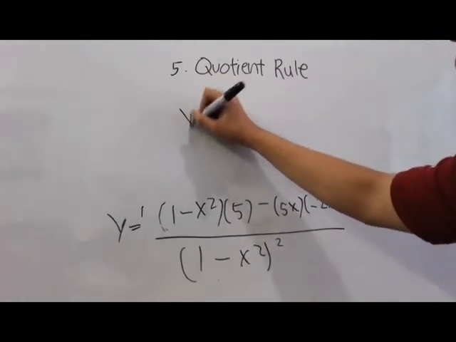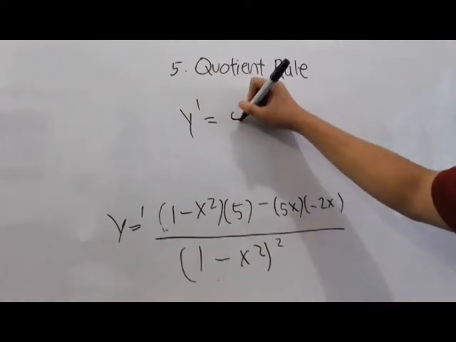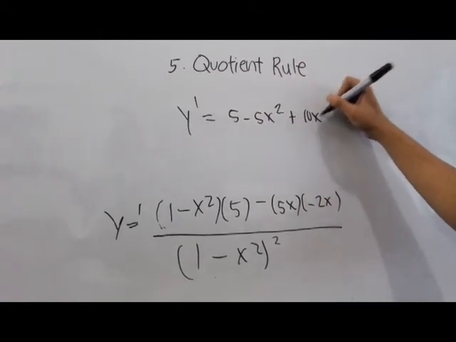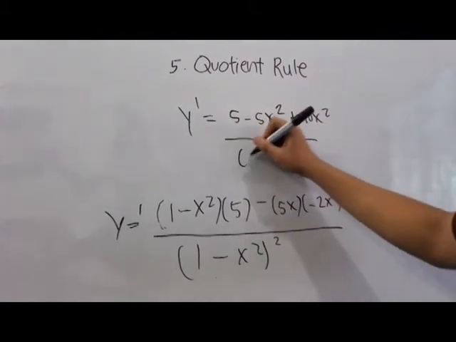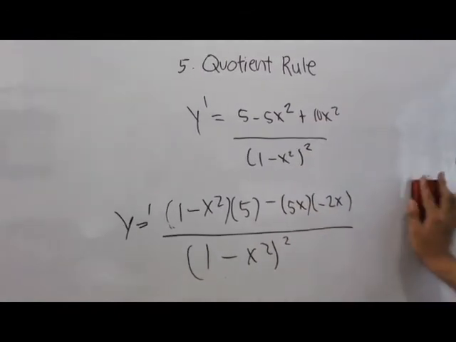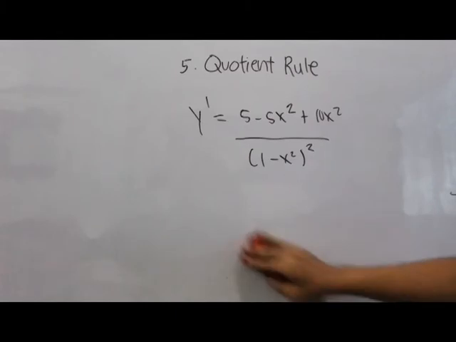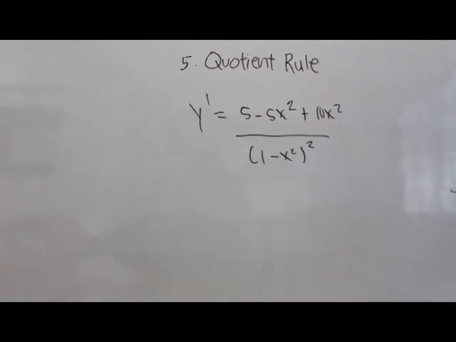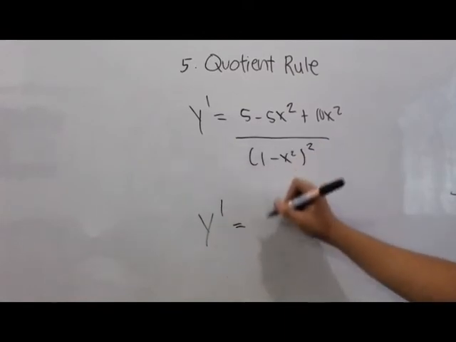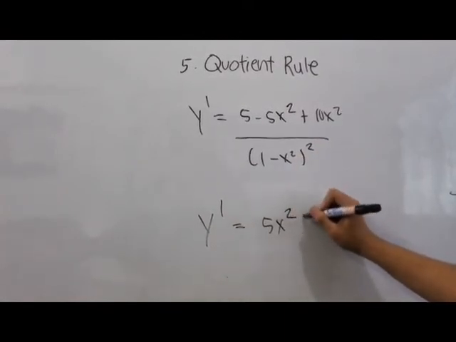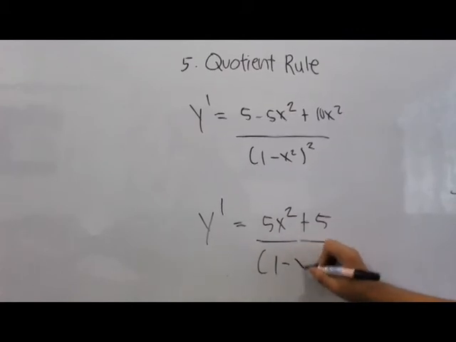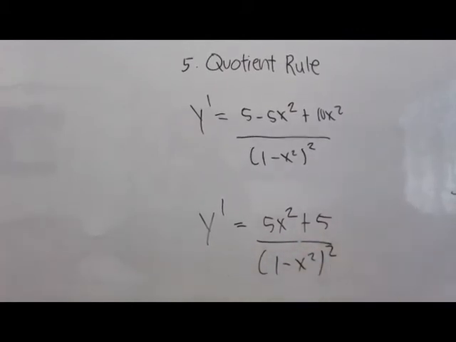Next, simplify. y prime is equal to 5 minus 5x squared plus 10x squared all over 1 minus x squared raised to 2. Now we combine like terms. y prime is equal to 5x squared plus 5 all over 1 minus x squared raised to 2. Now we have the answer.